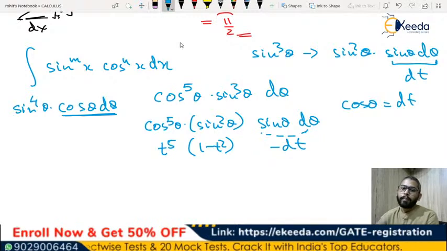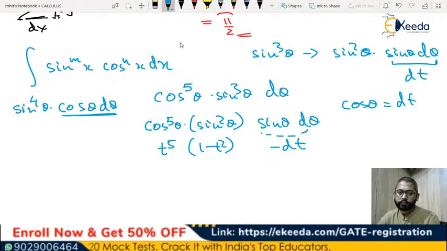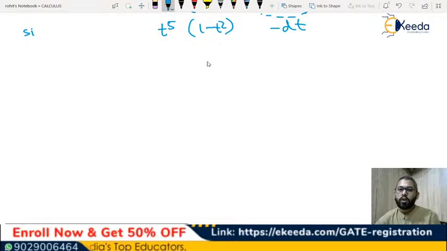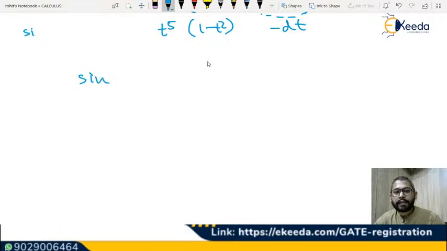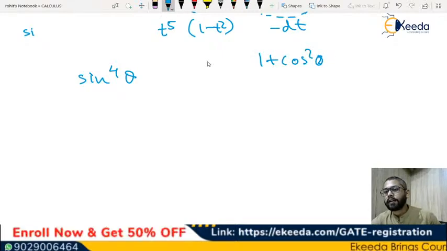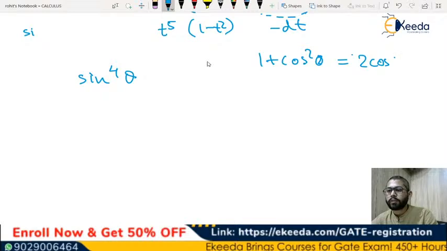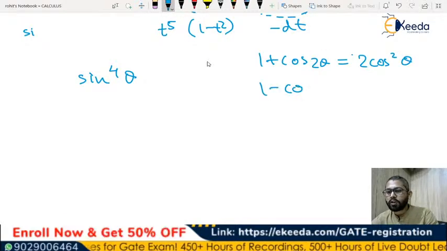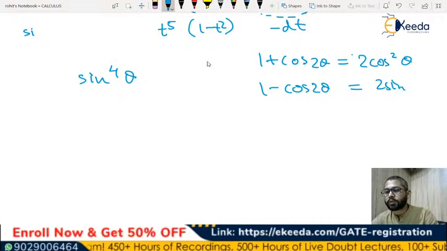you can substitute something. But what if you have both the terms being even? Let's say you have sine 4 theta. In that case, we know some formulas: 1 plus cos 2 theta is 2 cos square theta, and 1 minus cos 2 theta is 2 sine square theta, like that.